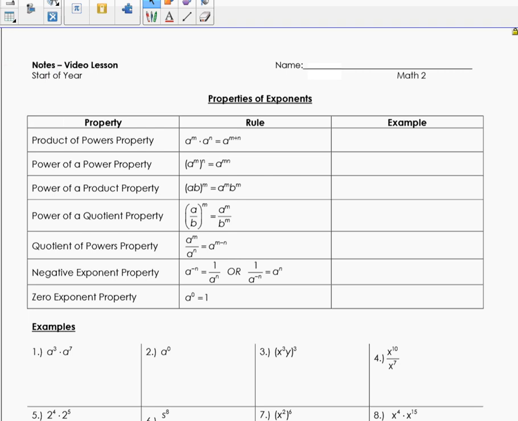Okay, so this lesson is going to go over properties of exponents, which you've seen some of in Math 1. They're not difficult. You just need to make sure that you pay attention to which one is which. So we're going to go over a couple of them, do some examples.